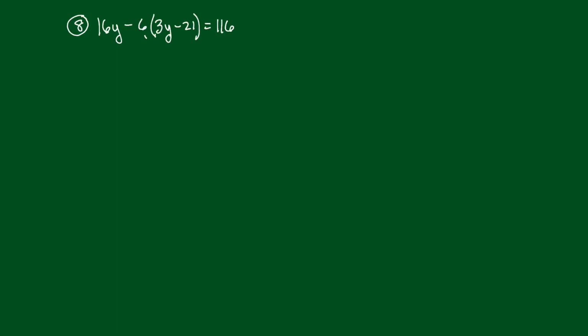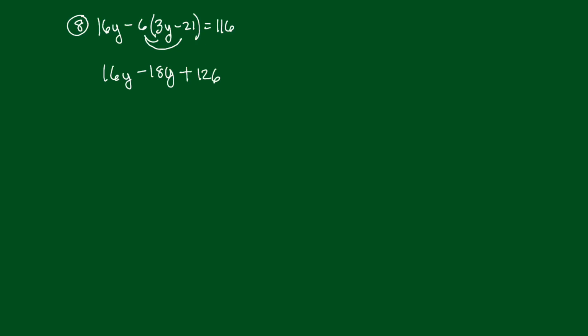Let's start here by multiplying through. Let's distribute that negative 6, or that 6. So I'm going to write 16y. Now, I'm thinking negative 6 times 3y is minus 18y, and then negative 6 times negative 21, negative negative is positive, and this is a 126.